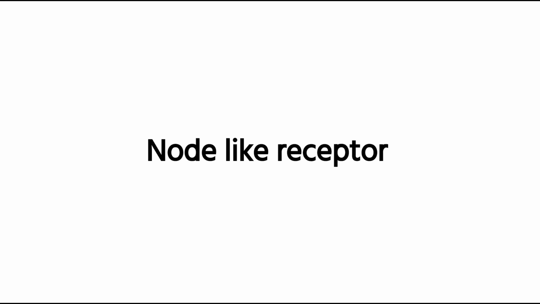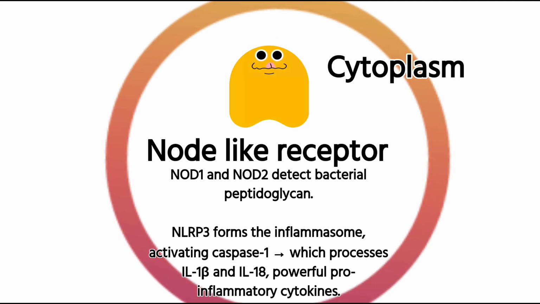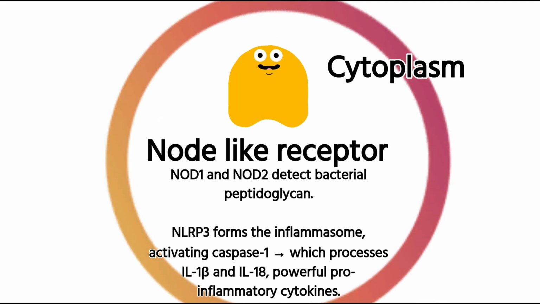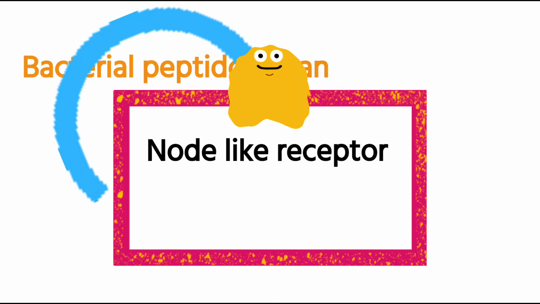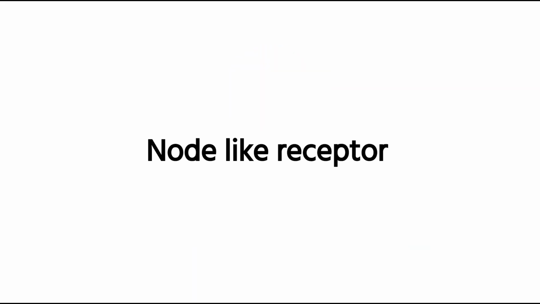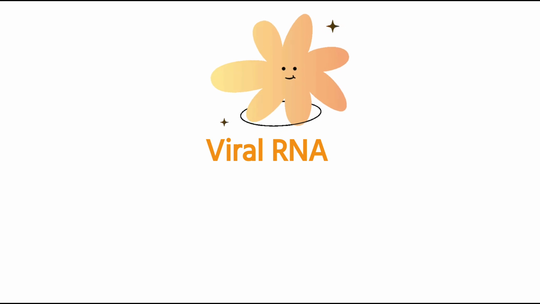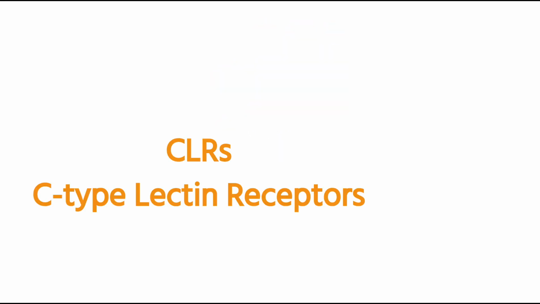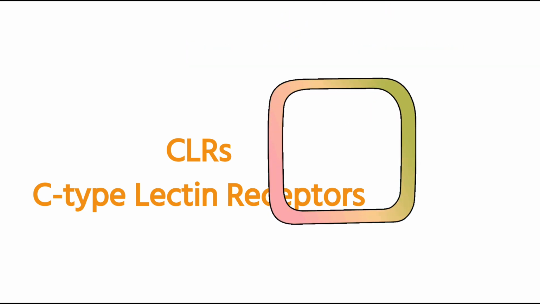Then the NOD-like receptors are receptors present in the cytoplasm, and the ligand which binds to the NOD-like receptor is bacterial peptidoglycan. Then there are RIG-I-like receptors, which are located in the cytoplasm, and the ligand which binds to them is viral RNA. Then C-type lectin receptors are located on the surface, and the ligand which binds to them is fungal carbohydrate.